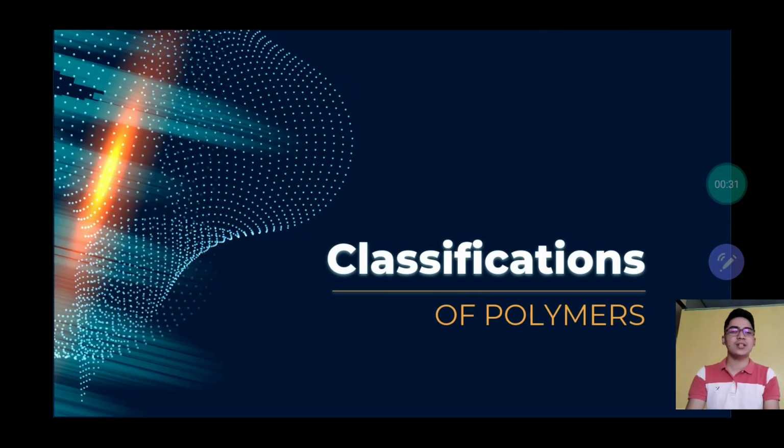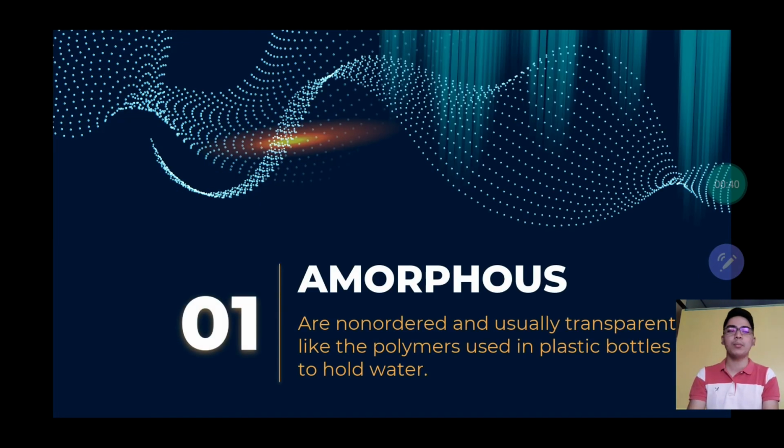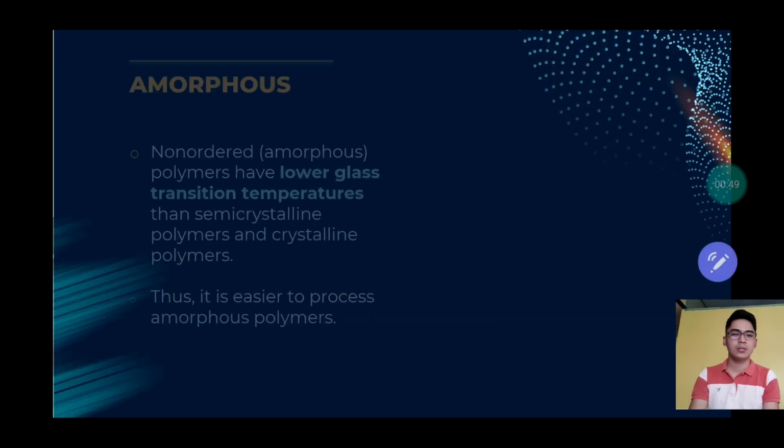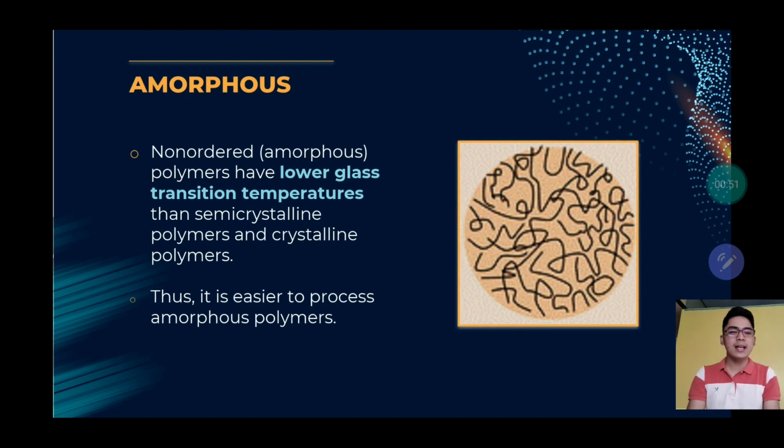So what are the classifications of polymers? There are three classifications of polymers, namely the amorphous, the semicrystalline, and the crystalline polymers. So to start, what are amorphous polymers? These types of polymers are non-ordered and usually transparent, like the polymers used in plastic bottles to hold water. These types of polymers have lower glass transition temperatures as compared to semicrystalline and crystalline polymers. This makes it easier to process as compared to the two other types of polymers.